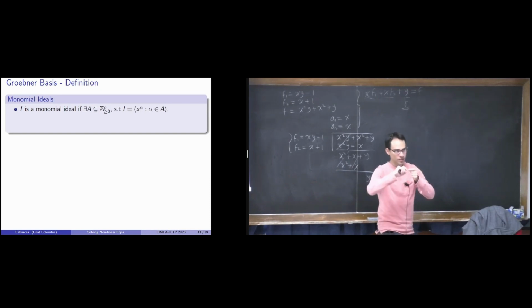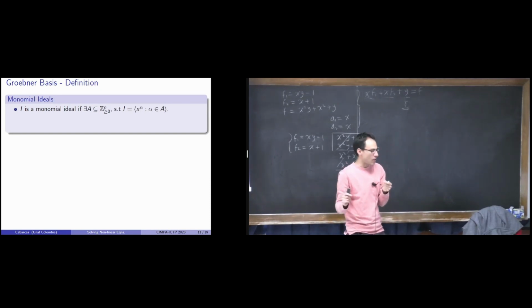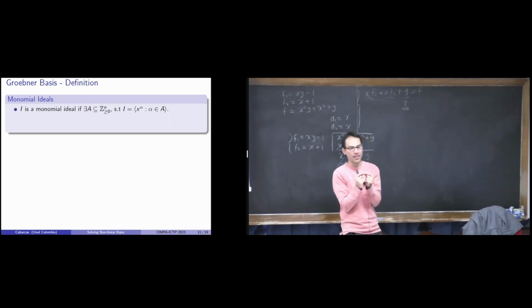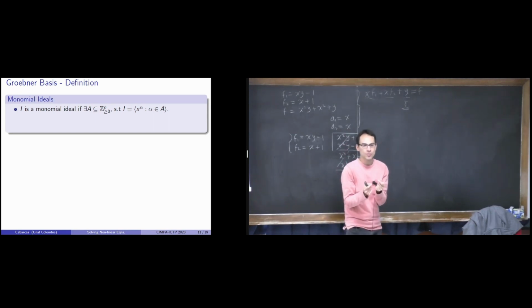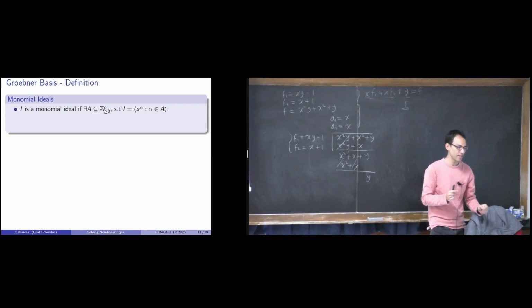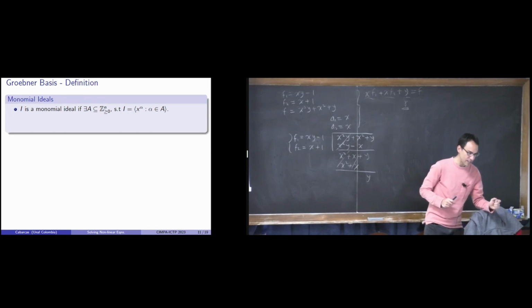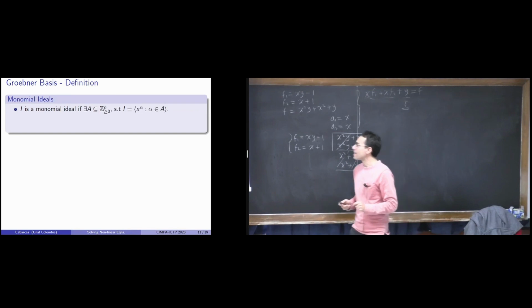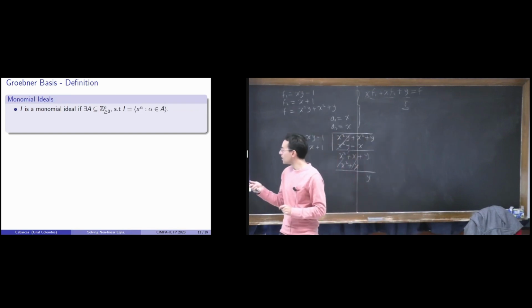Now, one easy way to get to a Groebner basis is through a very simple type of ideals, which are the monomial ideals. These are just one type of ideals that are very easy to understand, and we can say a lot about them very easily. So I is a monomial ideal if it's generated by a set of monomials.